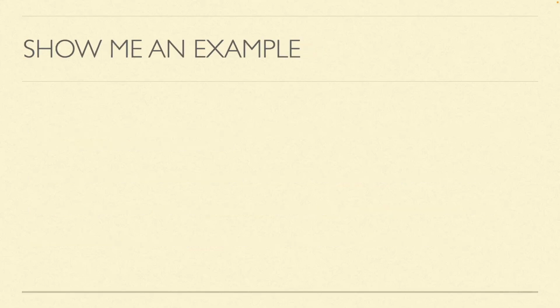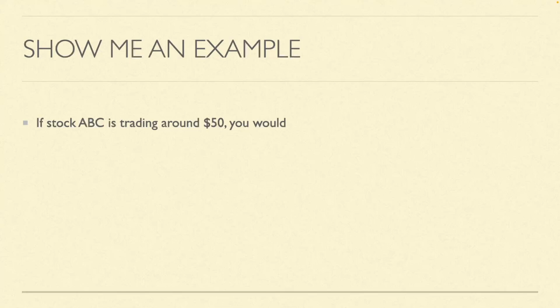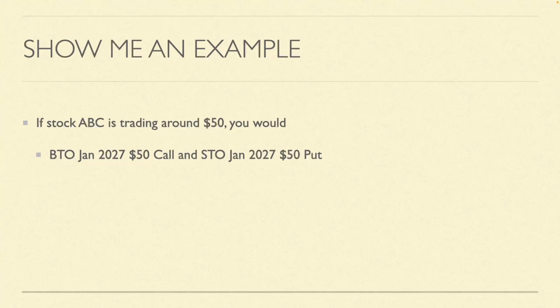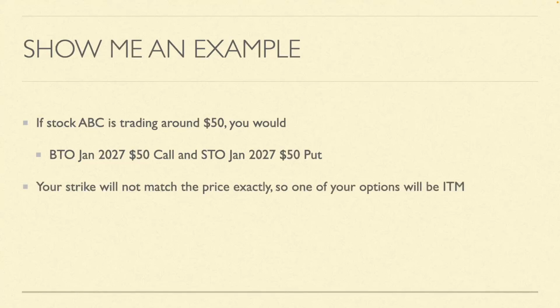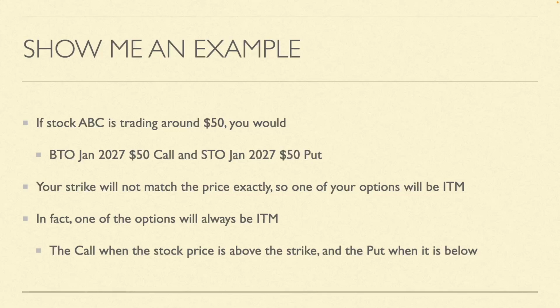So show me an example. If stock ABC is trading around $50, you would buy to open a January 2027 $50 call. At the same time, sell to open a January 2027 $50 put. Your strike will not match the price exactly, so one of your options will be in the money. In fact, one of the options will always be in the money: the call when the stock price is above the strike, and the put when it is below.